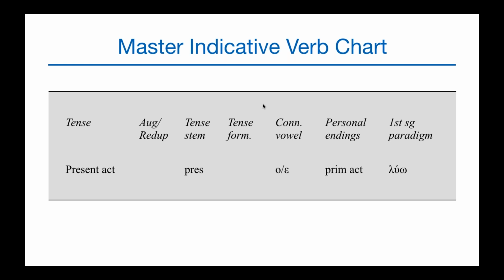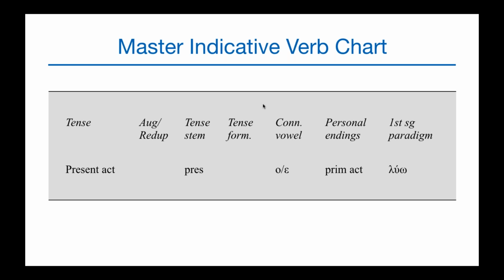All right, so if you look, this is on page 167. He lays out the beginning of the master indicative verb chart. So working from left to right, the first thing you see is the present, the tense, which is in our case present active. That's what we've learned tonight. Next, you're going to have augment / reduplication. If you look at this, there's a blank there. There's not that in the present active indicative.